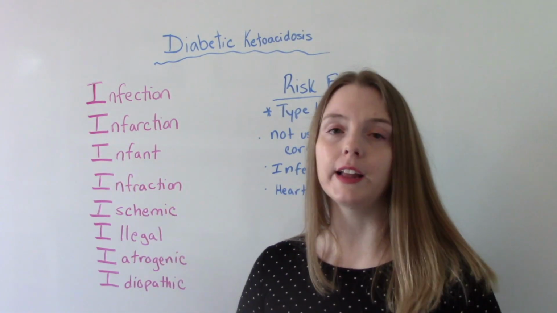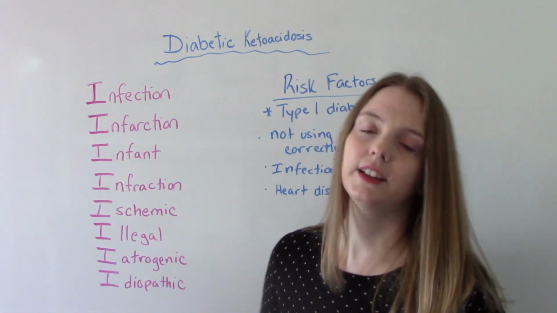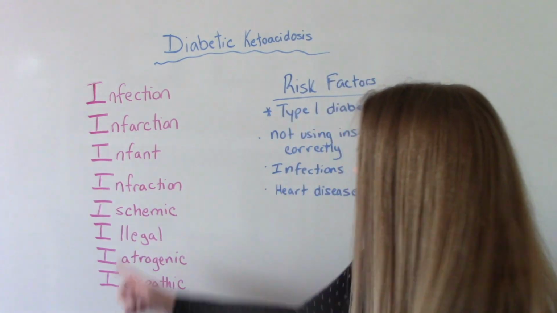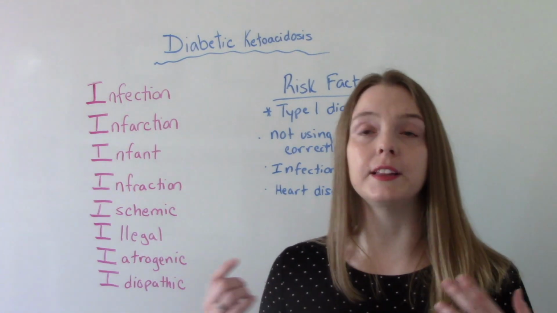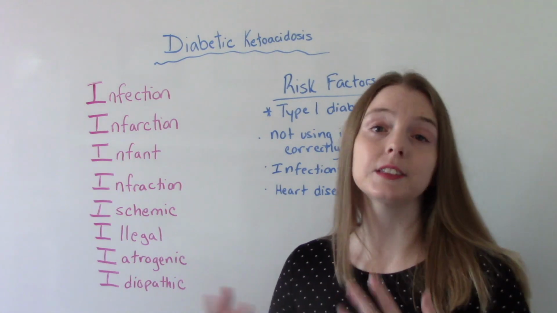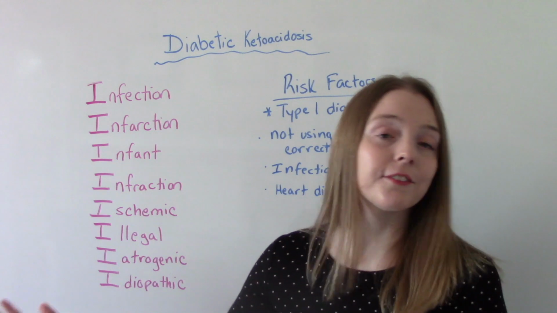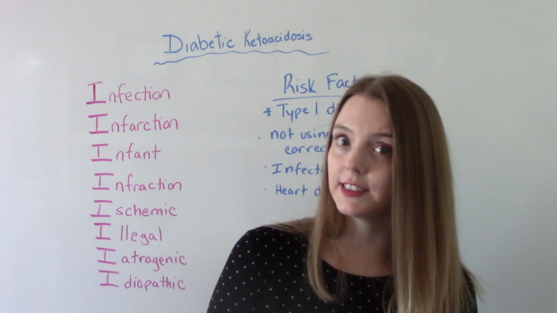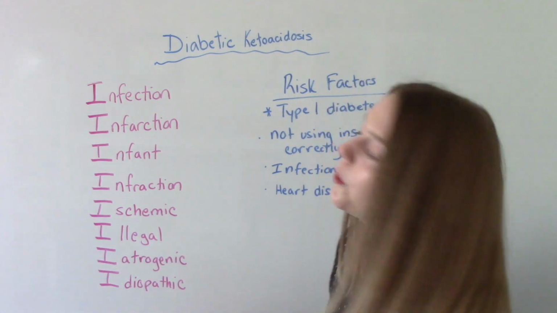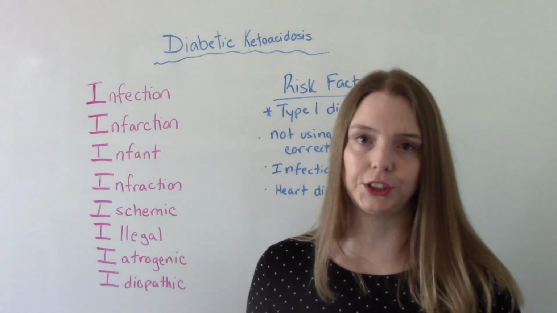Infant, so this is more likely to happen to a pregnant woman. Infraction, so the patient is non-compliant with their insulin therapy. Ischemic, so something like a stroke. Illegal, so using illegal substances like cocaine. Iatrogenic, so an adverse effect of a medication the patient is currently taking. So we weren't expecting this to happen, but it happened. And then idiopathic, new onset diabetes or some other condition.